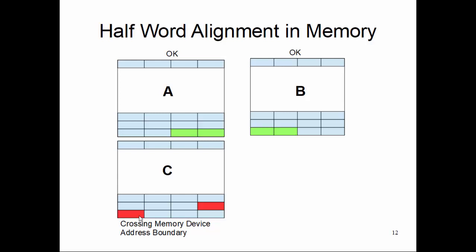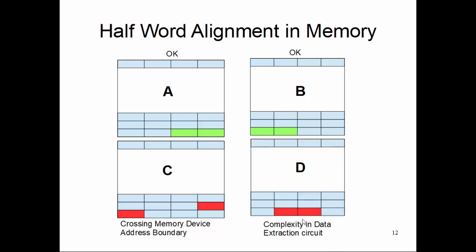And in the other case, when I'm trying to access a lower half, like load half word at address 1, then my 2 bytes would be these red boxes, right? These 2 bytes, marked as red, I need to access them. So this doesn't involve an extra memory access, that's okay, but it involves complexity in the data extraction circuit.